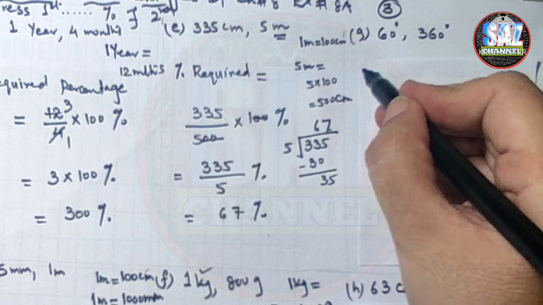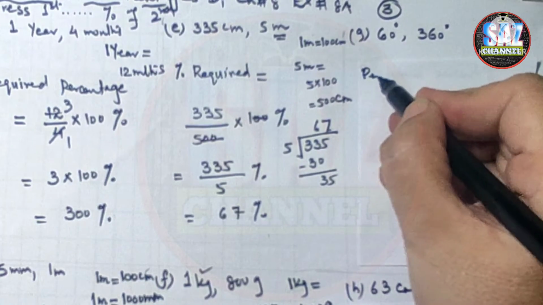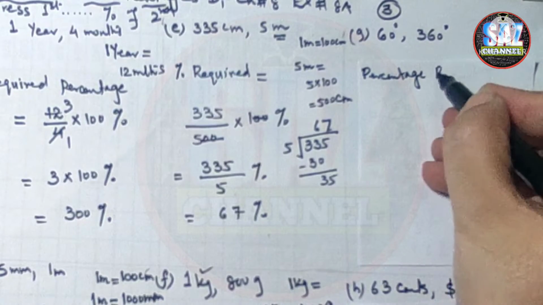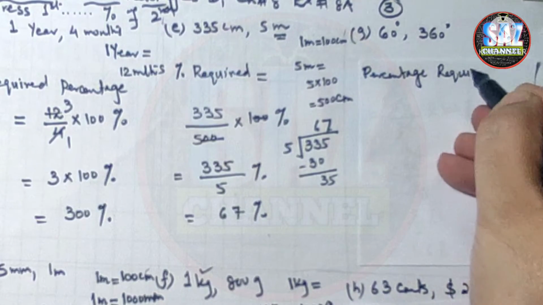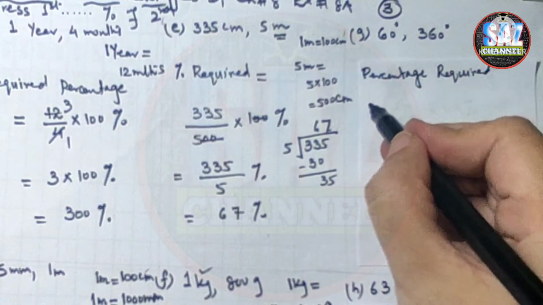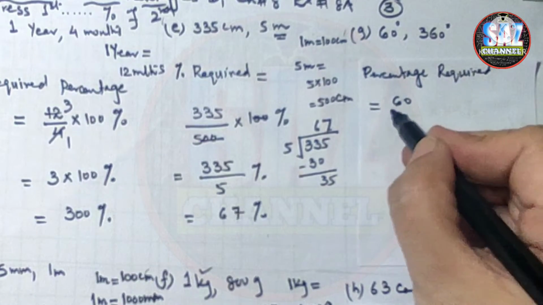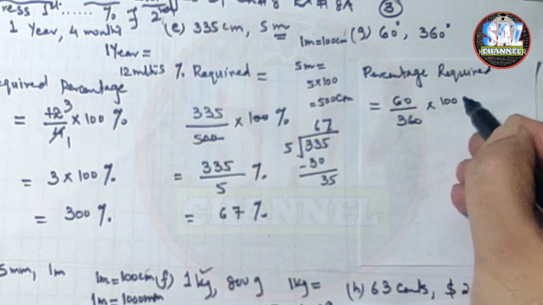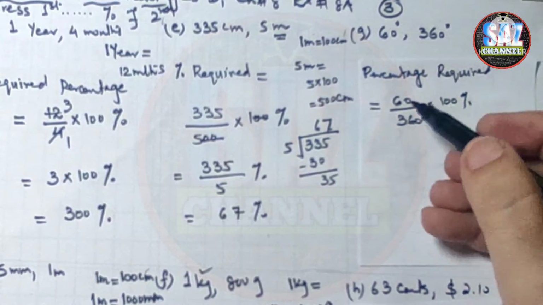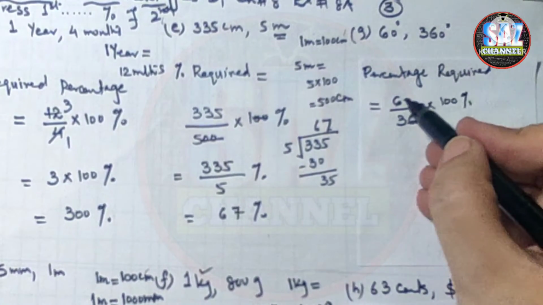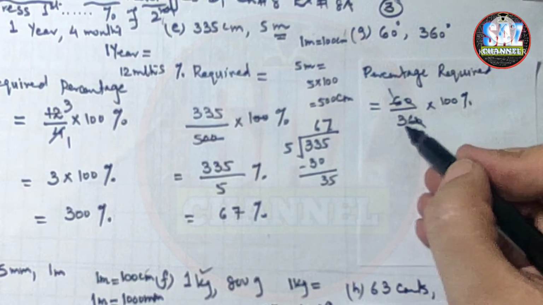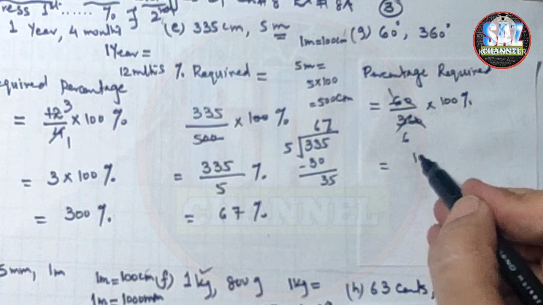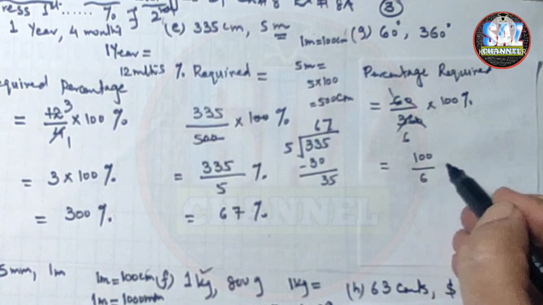Okay, moving to the next part, moving to G part, that is 60 to 360. So percentage required equals to 60 by 360 multiplied by 100%. And now it's up to you, like 0 goes with 0 and 6 ones are 6 and 6 6s are 36, and we are left with 100 by 6%.